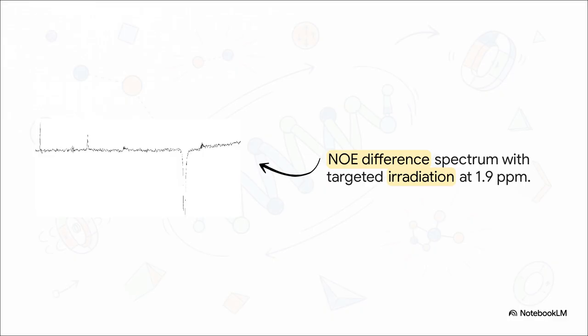But then we apply our subtraction trick. We zap the methyl group right at 1.9 ppm. See that huge negative peak diving downward? Now look at what's left. Only its absolute nearest 3D neighbors light up as positive peaks, perfectly isolated from the noise. Everything else is a flat line. This is definitive proof of exactly which protons are physically sitting next to that methyl group in 3-dimensional space.